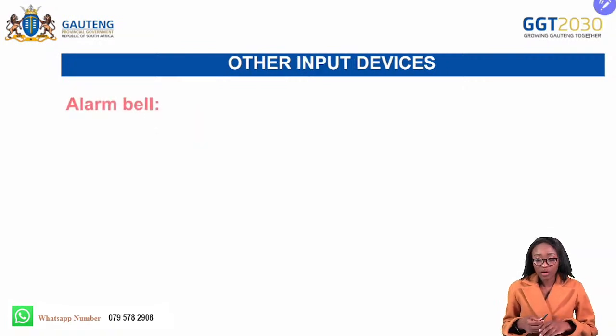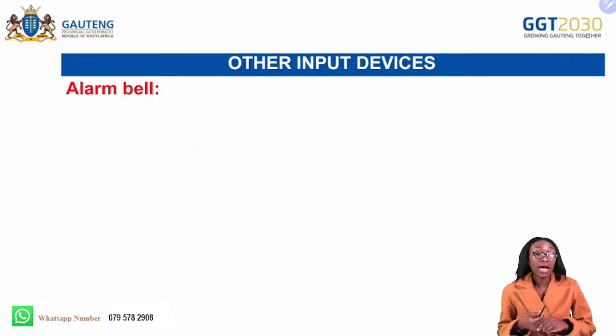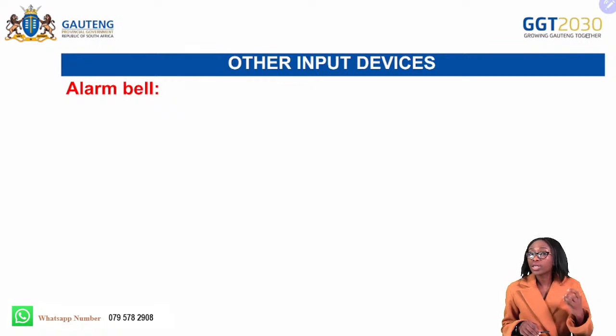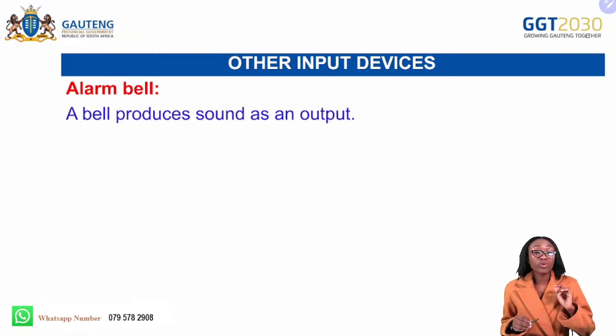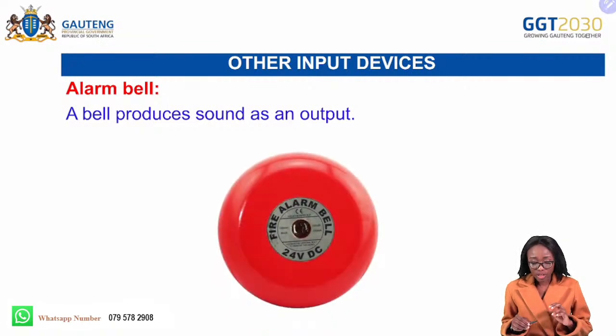Then the other output device is an alarm bell. I'm sure you've heard the alarm bell ring or your school bell ringing to tell you that period 1 has ended. We're now moving on to period 2. So an alarm bell produces sound as output. So it converts electrical energy to sound energy. It is an electrical device. So that's what an alarm bell looks like.